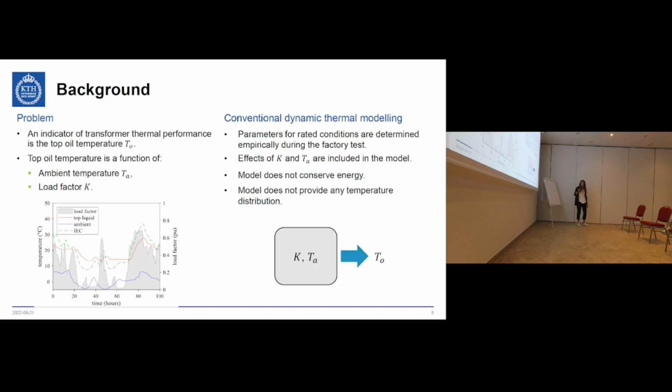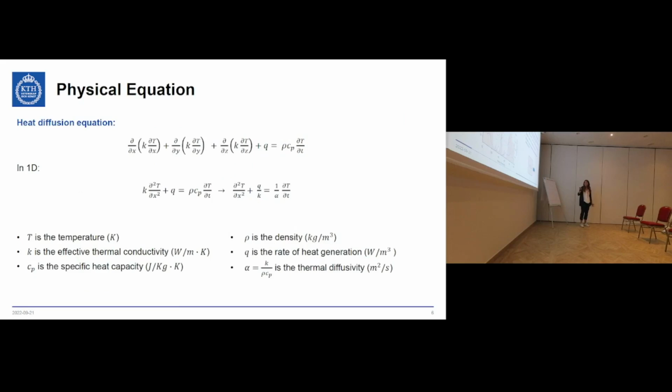Moreover, this type of model does not conserve any energy and does not provide any temperature distribution in between these values. So we opted for a more physical model. For this, we picked the heat diffusion equation, for now a very simple model in this sense. Here we can see the equation in 3D. However, we started even simpler, with a 1D model that we can see here.